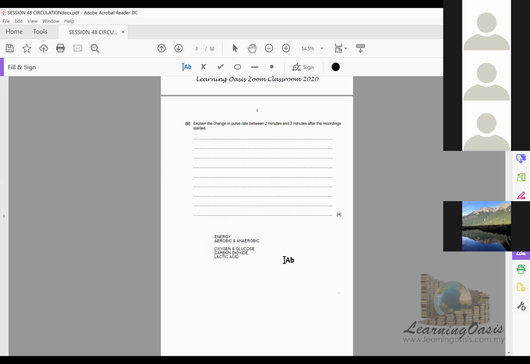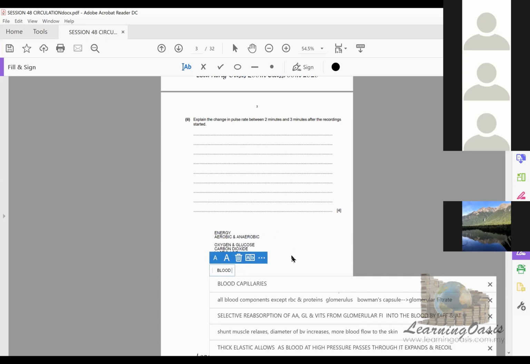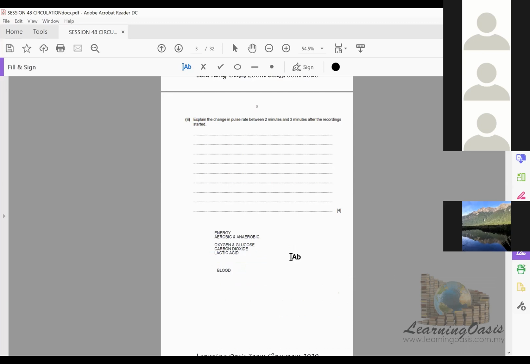Who said carbon dioxide just now? Only lactic acid, careful. So now, where does the muscle get this glucose and oxygen? This glucose and oxygen is for cell respiration. Where do they get this oxygen and glucose from? What carries it? Blood. So blood carries oxygen and glucose to the muscle for cell respiration.